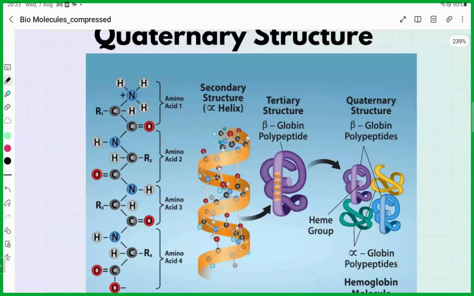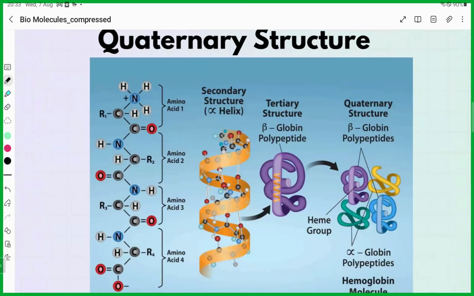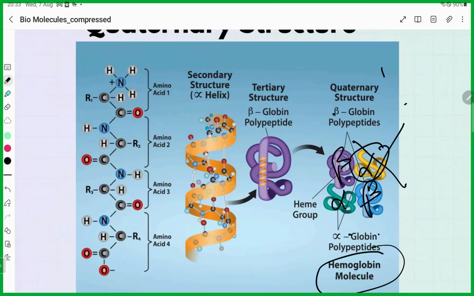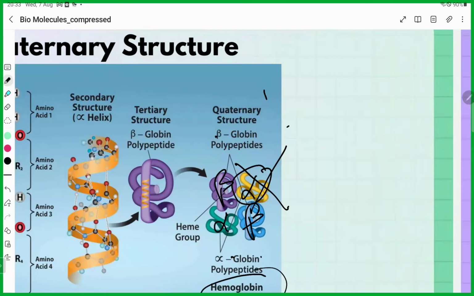So quaternary structure, it's everything together. Look, that's the hemoglobin, or the blood molecule. So we have beta globin, alpha globin. This alpha, this alpha, this beta, this beta. So the moment one of the structures is removed, what happens? The function will be lost. The moment the function is lost, we will end up with anemia. Okay.